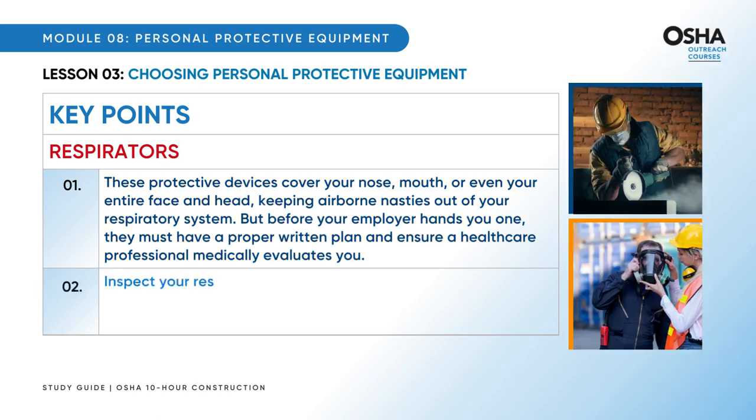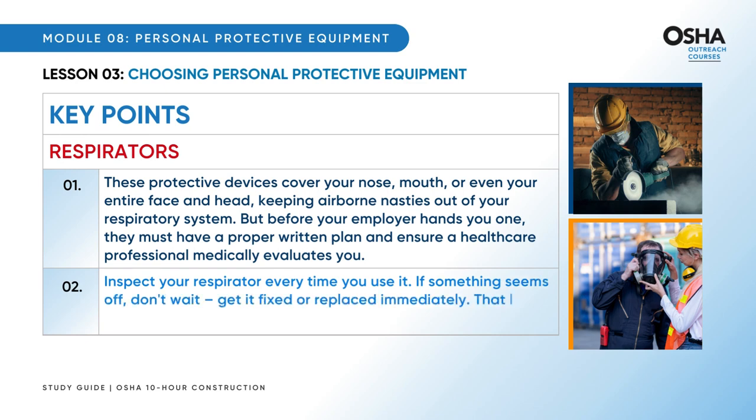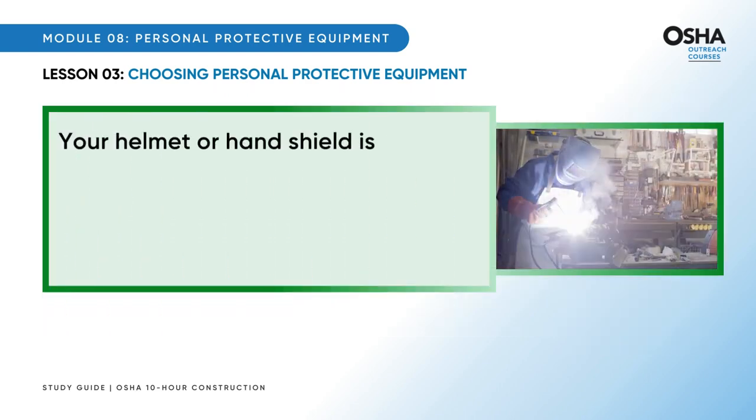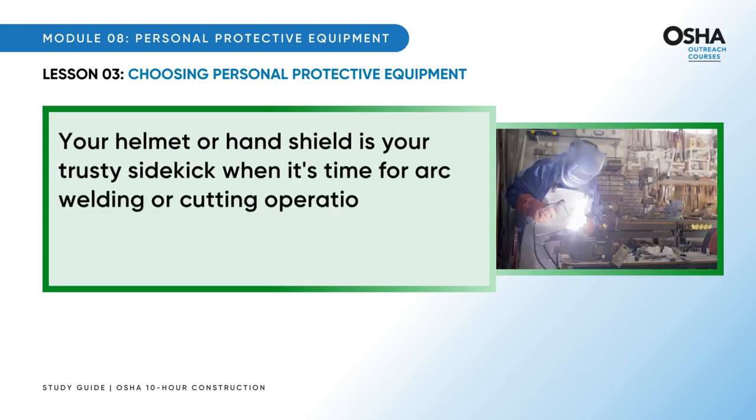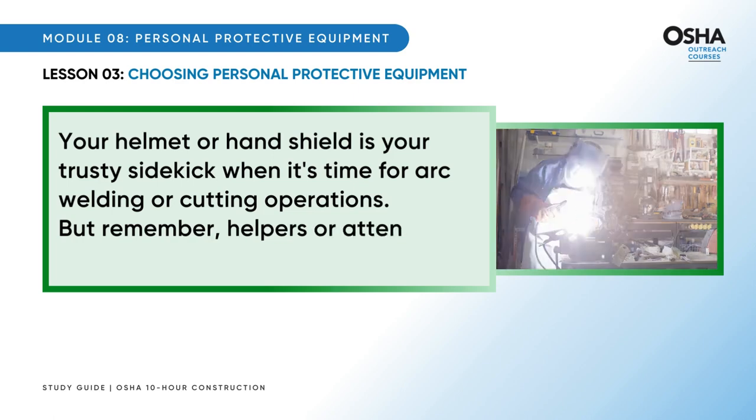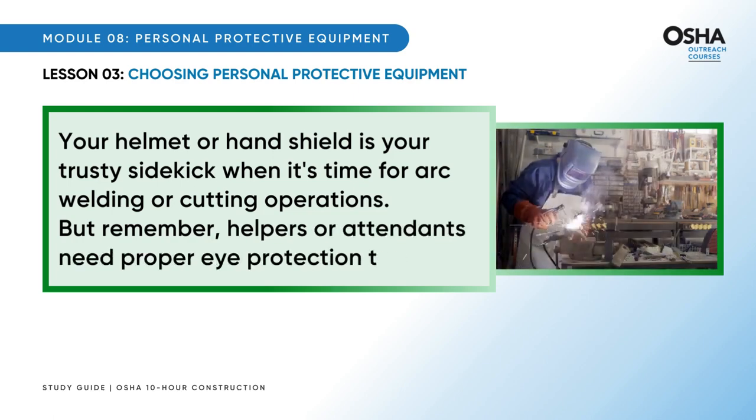Inspect your respirator every time you use it. If something seems off, don't wait, get it fixed or replaced immediately. That little device is your guardian against harmful substances. Your helmet or hand shield is your trusty sidekick when it's time for arc welding or cutting operations. But remember, helpers or attendants need proper eye protection too.